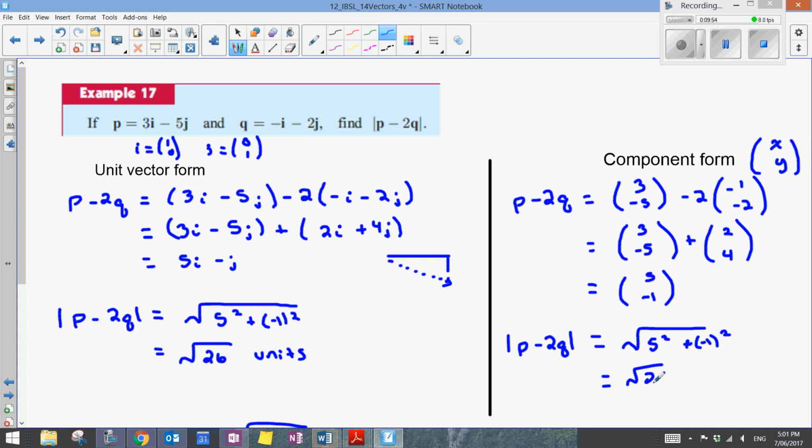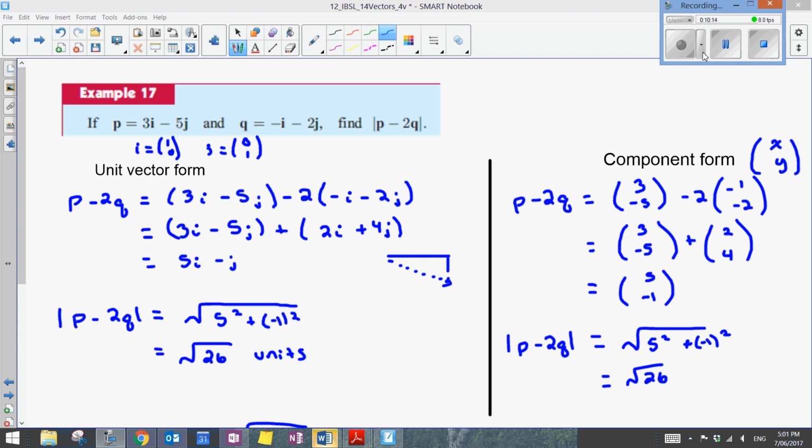So you guys just read the directions very carefully to see if they want you to use unit vector form versus if they'd like you to use component form. If the question's given to you in unit vector form, stay with unit vector form. If the question's given to you in component form, obviously, then write it in component form as well.